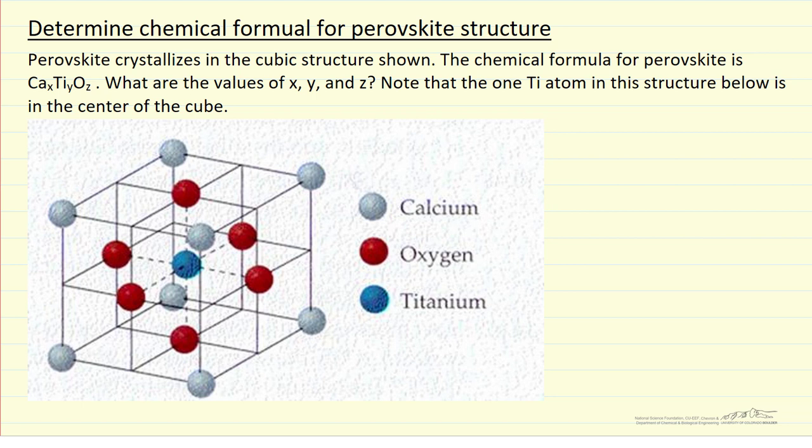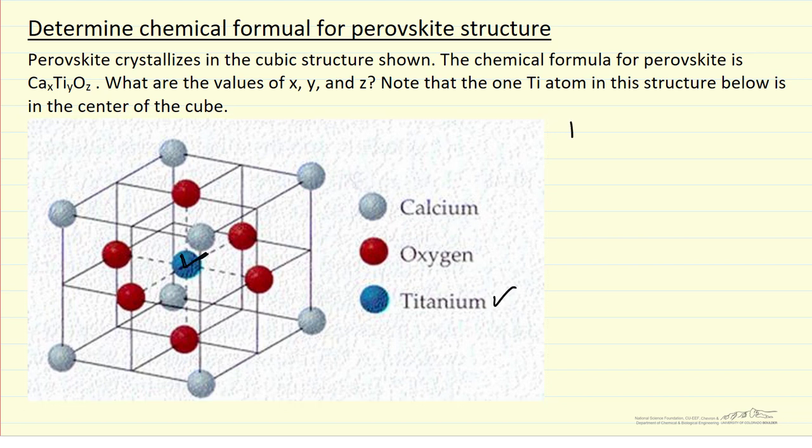In this problem, we're given that we have a perovskite structure, and the diagram is shown, and it contains calcium, titanium, and oxygen atoms. And what we want to know are the values X, Y, and Z in the chemical formula for this perovskite. Notice that there's one titanium atom in the structure, so if we look at this unit cube, this atom here in the center, that's titanium.